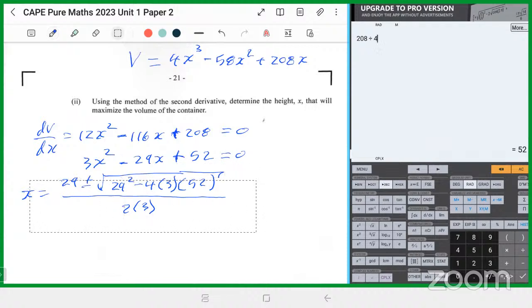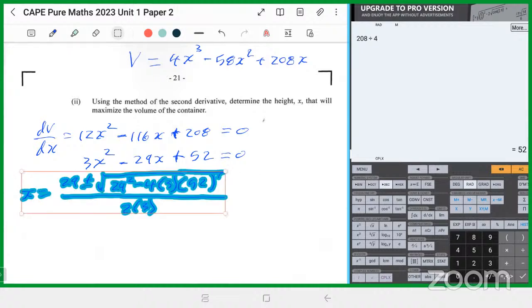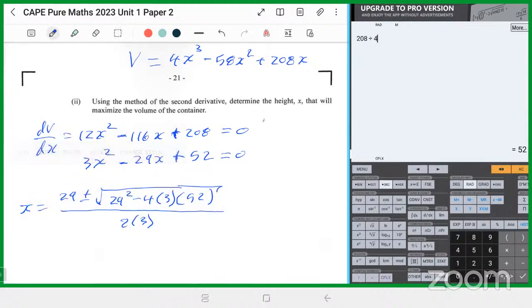And I need to decide which one of them actually maximizes the volume. So we are gonna have to do the second derivative. That's what it says after all. It's telling us what to do. So I'm gonna put the two values in the calculator. Let's go for the plus first: the fraction, 29 plus the square root of 29 squared minus 4 times 3 times 52, all over 6.